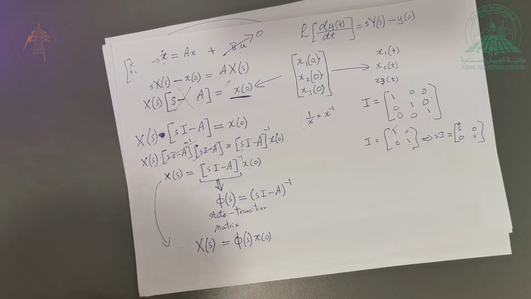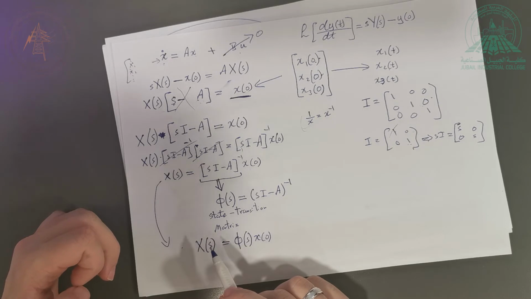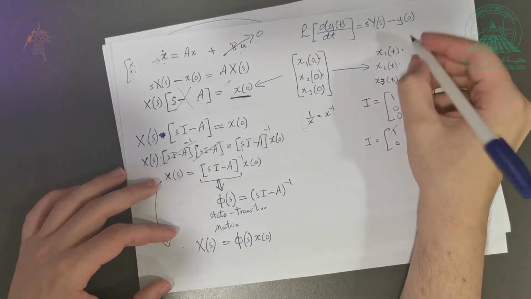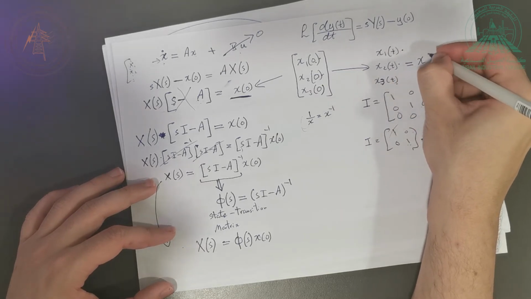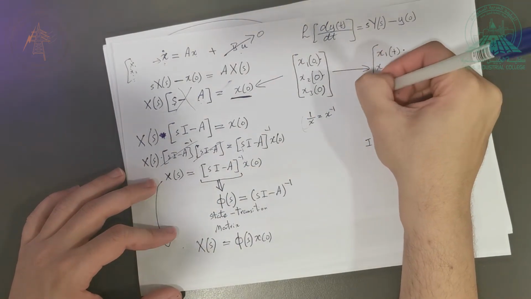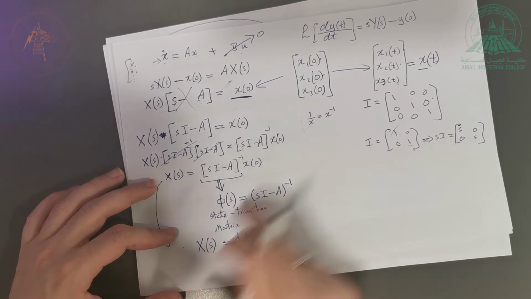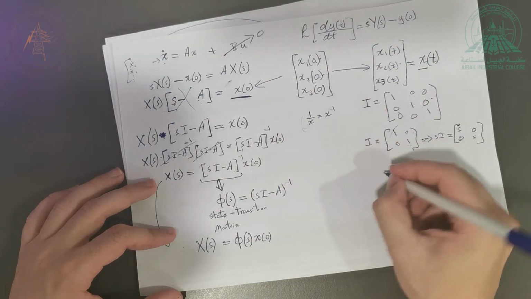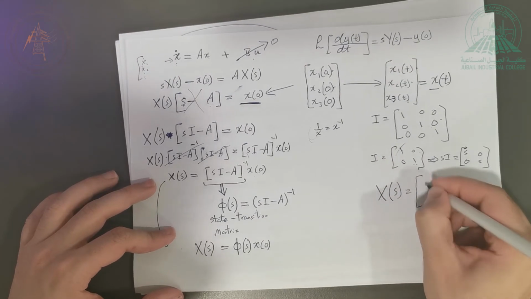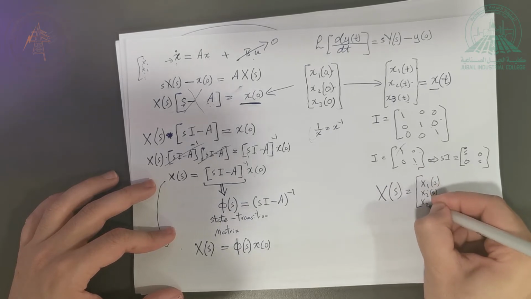Now we're almost done. Remember, Aisha, this is not exactly what we want, right? What we want is actually to find x1 of t, x2 of t, x3 of t. This is x of t, right? I need to find this matrix. This one is not x1 of t, x2 of t, x3 of t. This is what I got now: x of s, which is x1 of s, x2 of s, x3 of s.